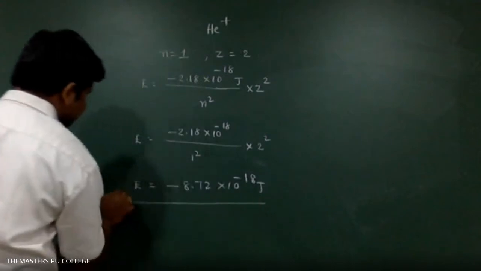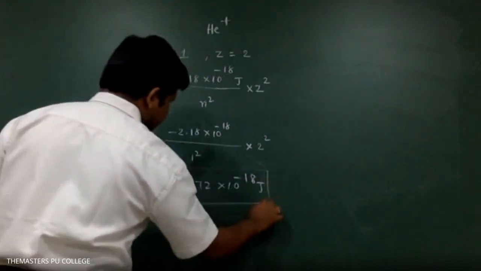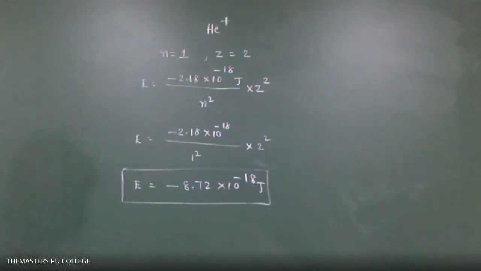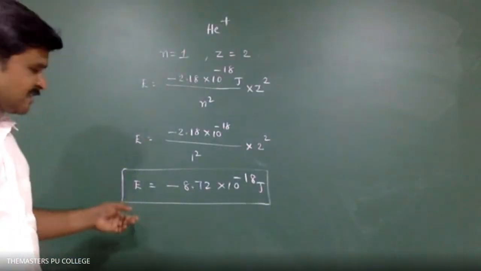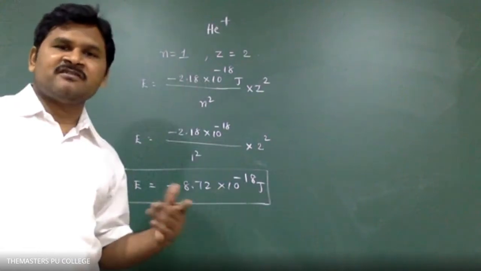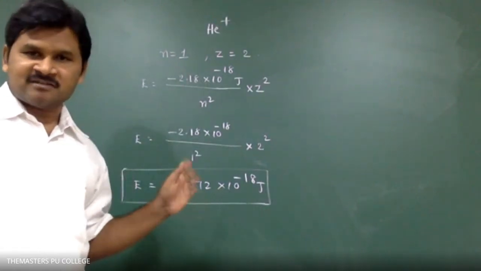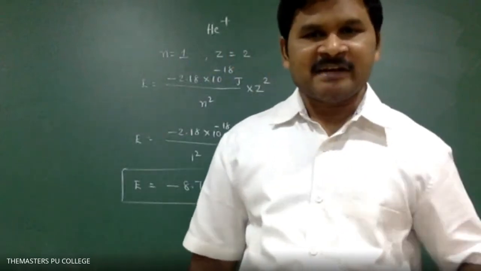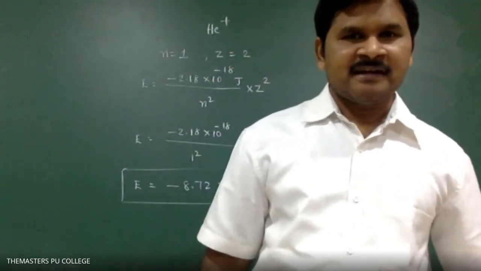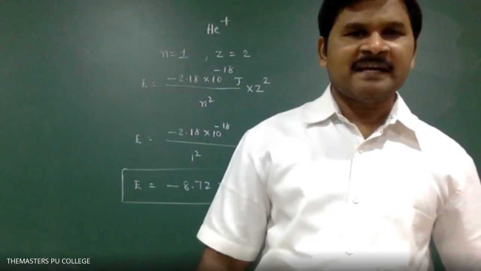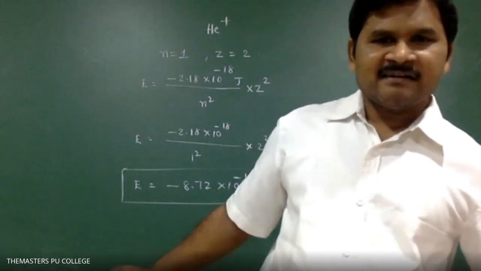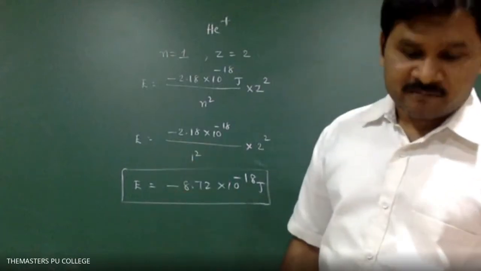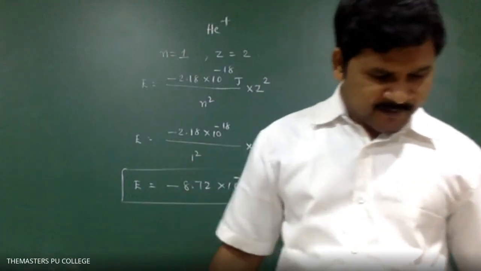This is the energy. In an objective examination, they won't give a negative option, so we have to choose that answer only. Why? Because energy should not be in negative form. So that's why you can write 8.72 into 10 power minus 18 also. No problem. Next.